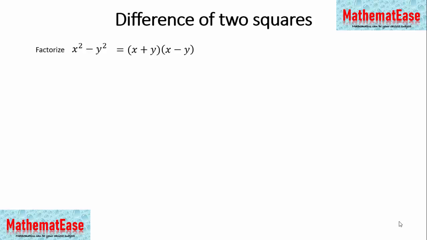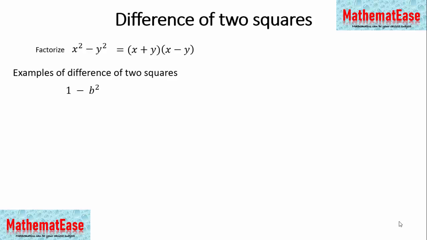If you have p squared minus q squared, it is (p minus q)(p plus q). So this is the basic, fundamental thing you need to know about difference of two squares. Now, I want to do some examples on difference of two squares.